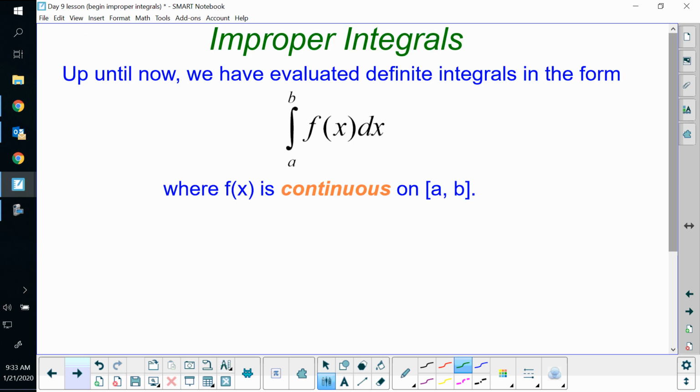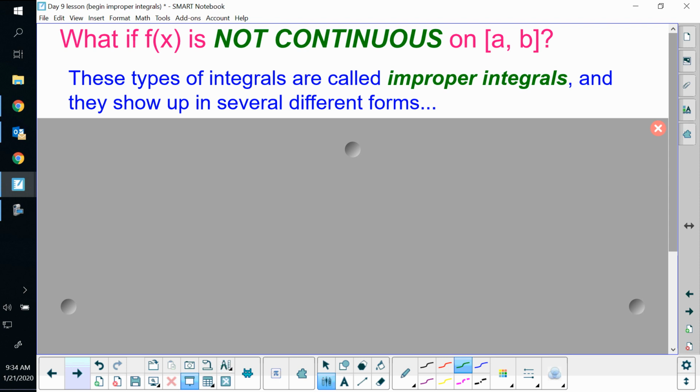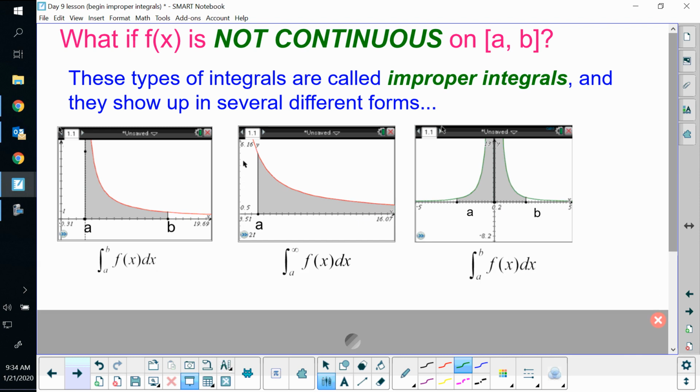So we need to learn something new so that we can evaluate this. Up till now, we could only evaluate these integrals if f was continuous on the closed interval a to b. But what if it's not? If we go down to the bottom of the second page, there are 3 types of things that we'll work with, and these are called improper integrals.